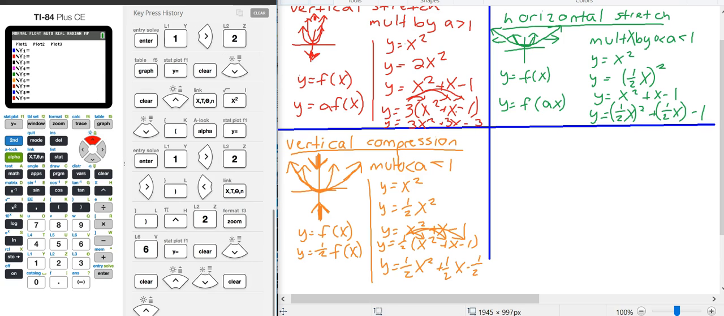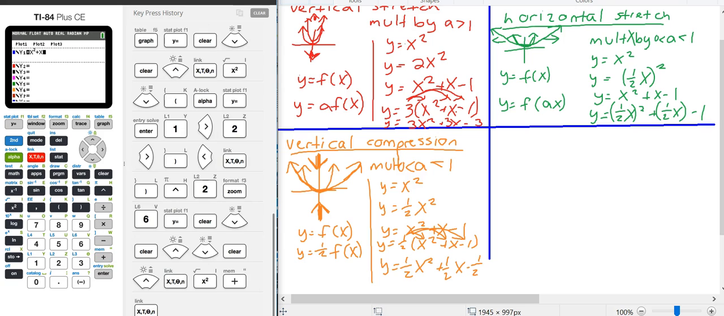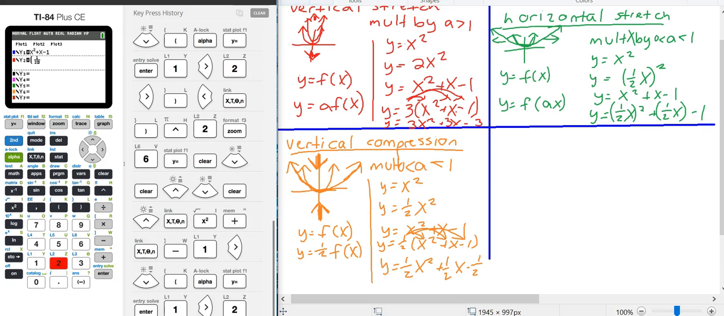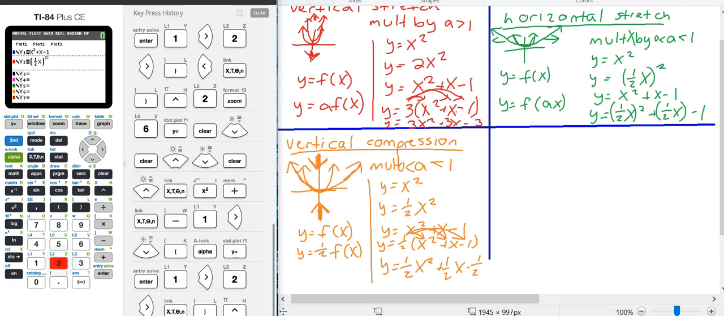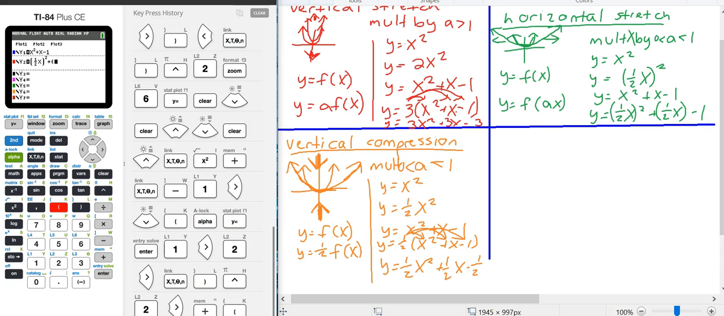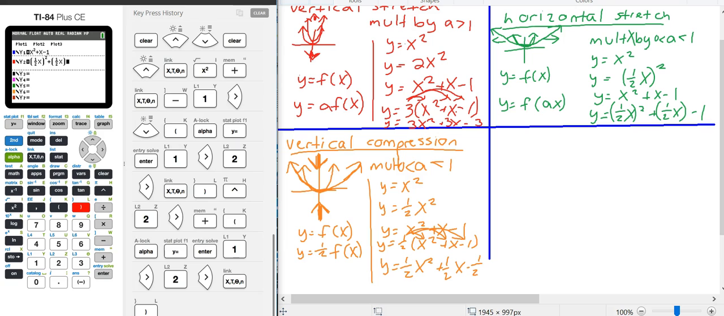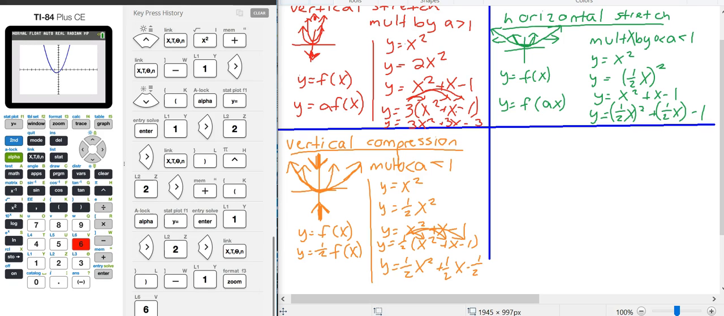The original function was y equals x squared plus x minus 1. And the new one is y equals (1/2 x) squared plus 1/2 x minus 1. That's the original. That is the stretched version of the function.